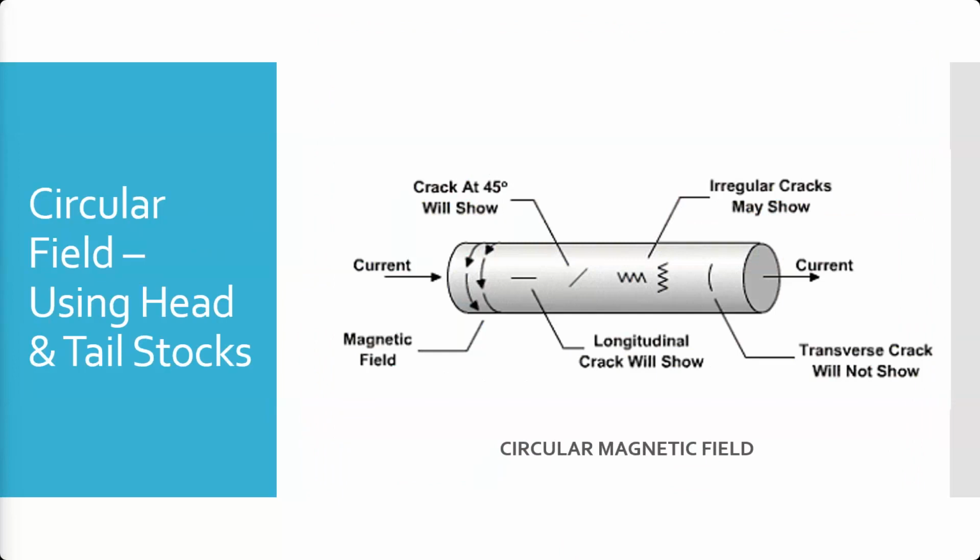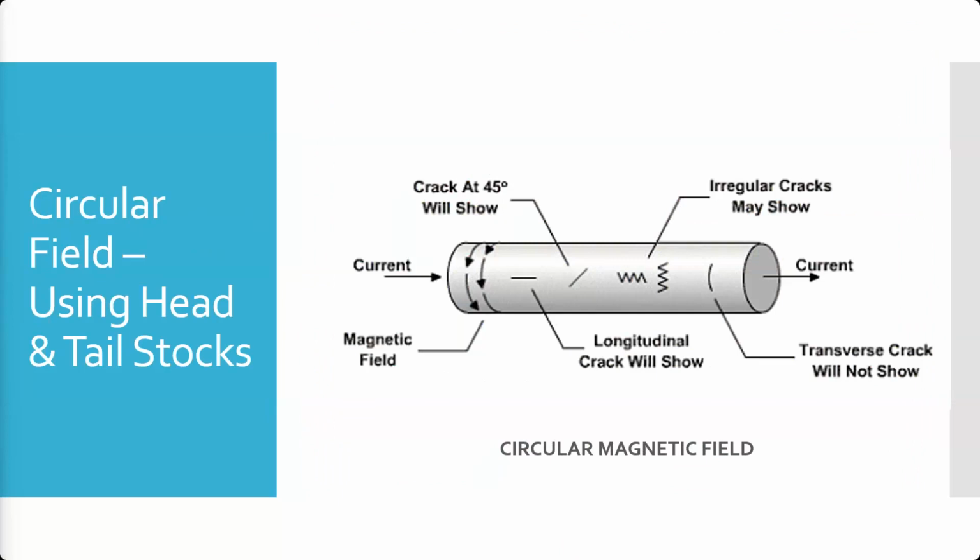So now our current is going to run along the length of the part. It's going to create a circular magnetic field in the part itself. And that circular magnetic field is going to allow us to find longitudinal cracks in various angles, but transverse cracks will not show up very well because that field isn't jumping across them as well. So those are the two main ways most of the time you're going to use to test parts.